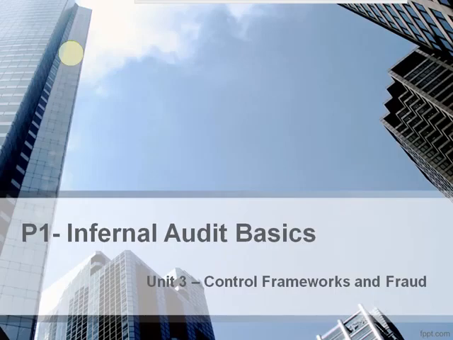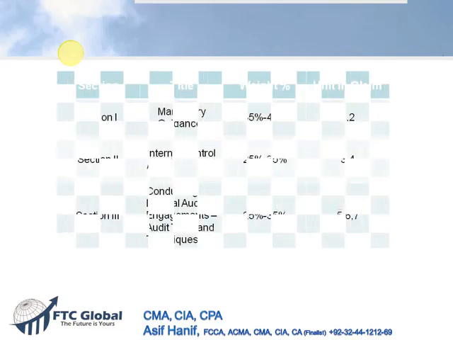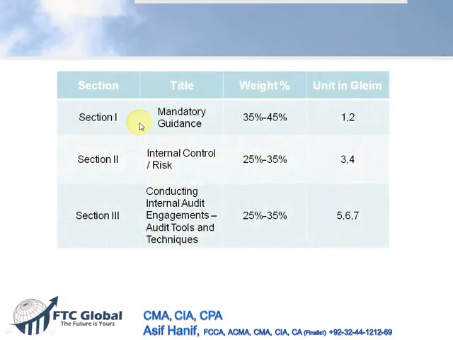Okay, Unit 3, control frameworks and fraud. We have already finished section 1, that is 35 to 45%, and I don't know to what extent you people are comfortable with section 1. Section 2 is starting, 3 and 4 will be over, so just maximum a month and you will be done with your part 1, inshallah.